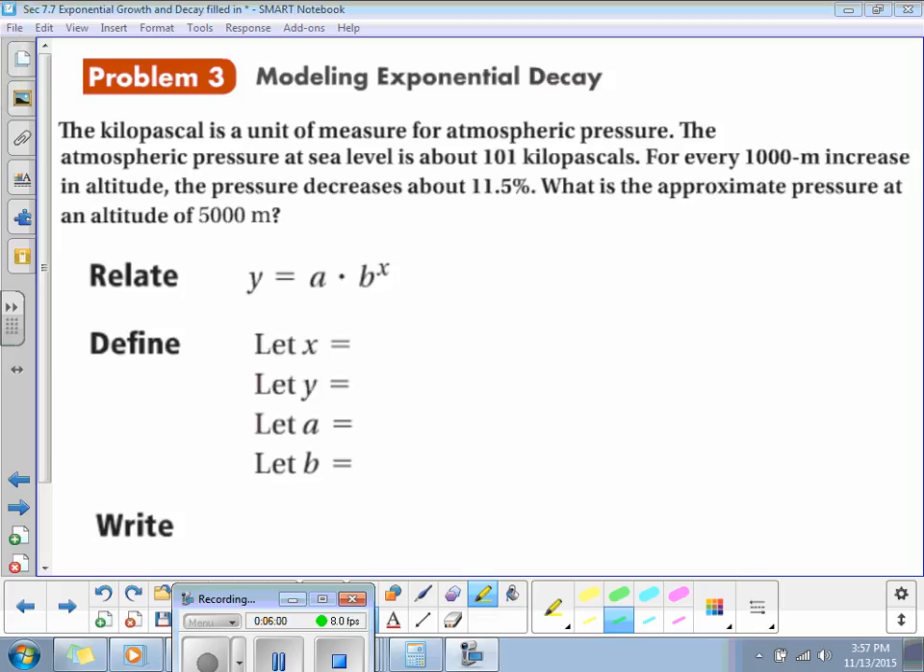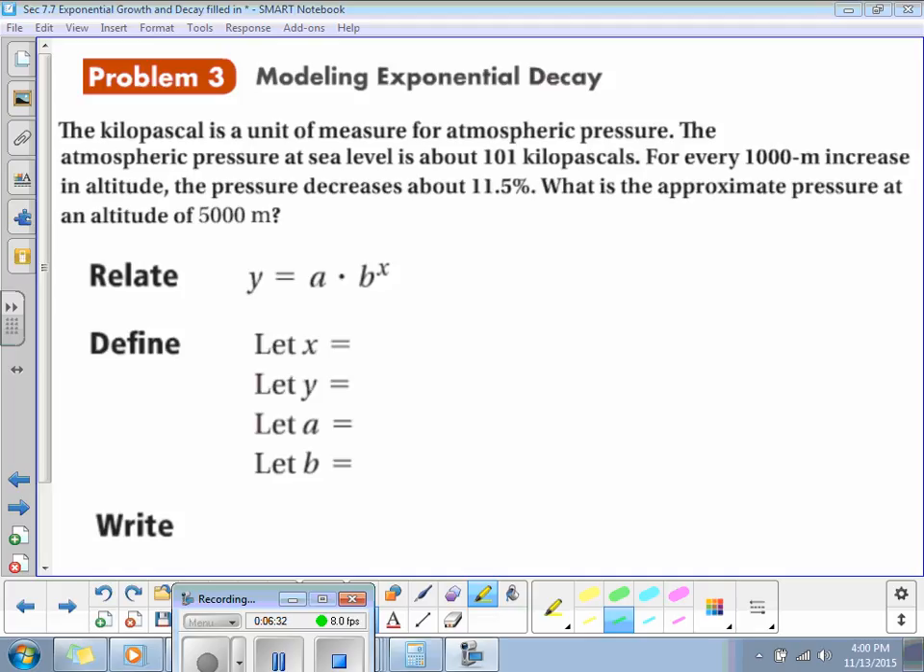A kilopascal is a unit of measure for atmospheric pressure. The atmospheric pressure at sea level is about 101 kilopascals. For every 1,000 meters increase in altitude, the pressure decreases about 11.5%. So what is the approximate pressure at an altitude of 5,000 meters?